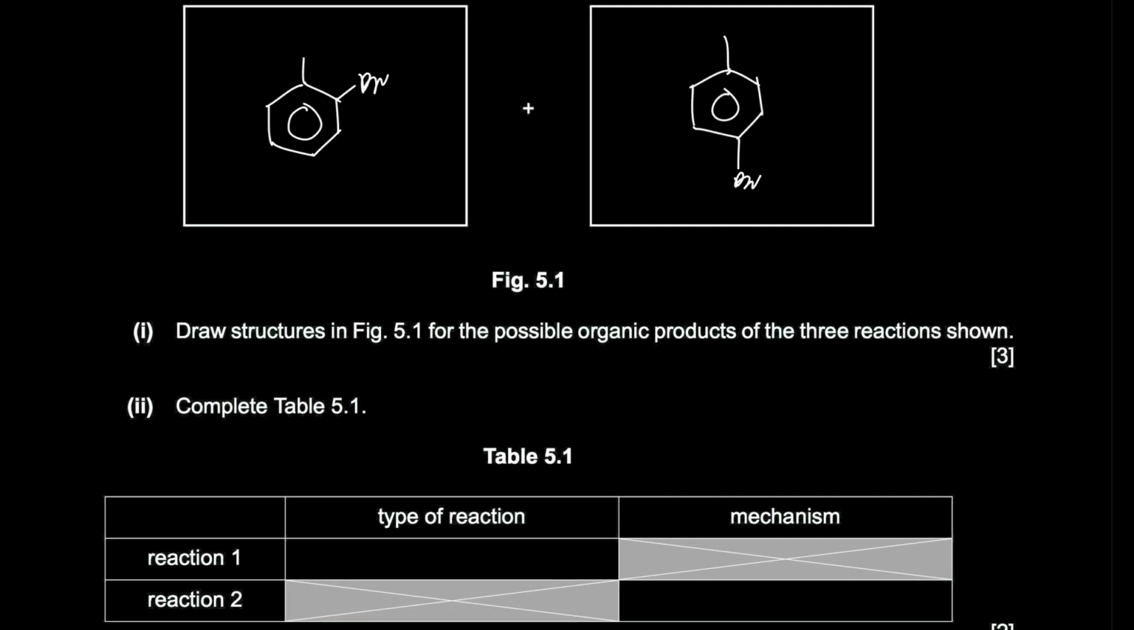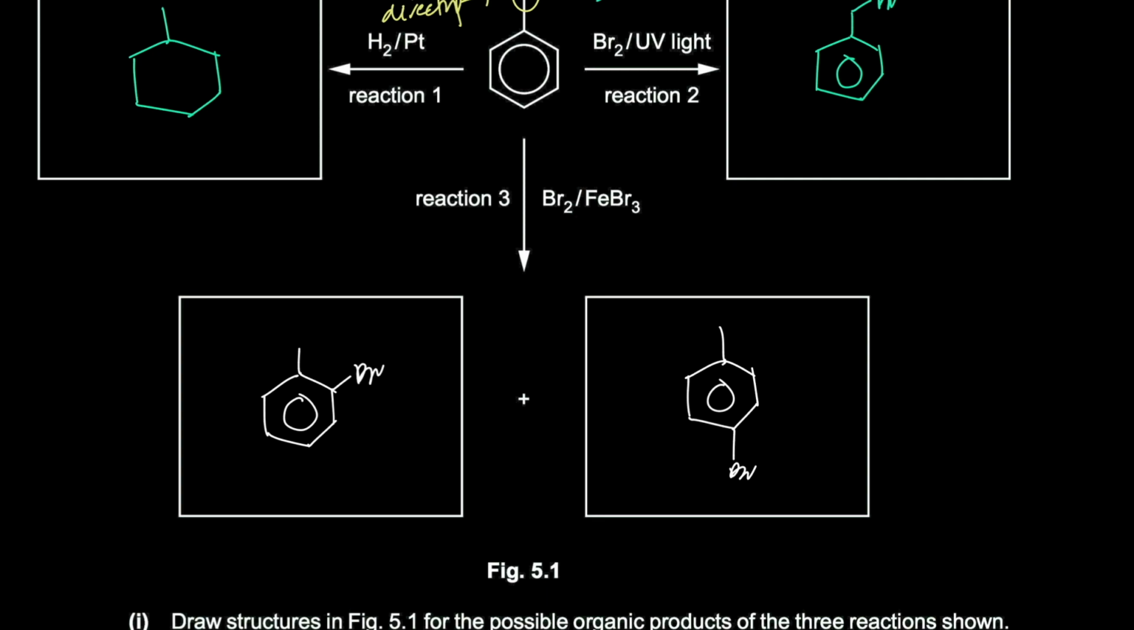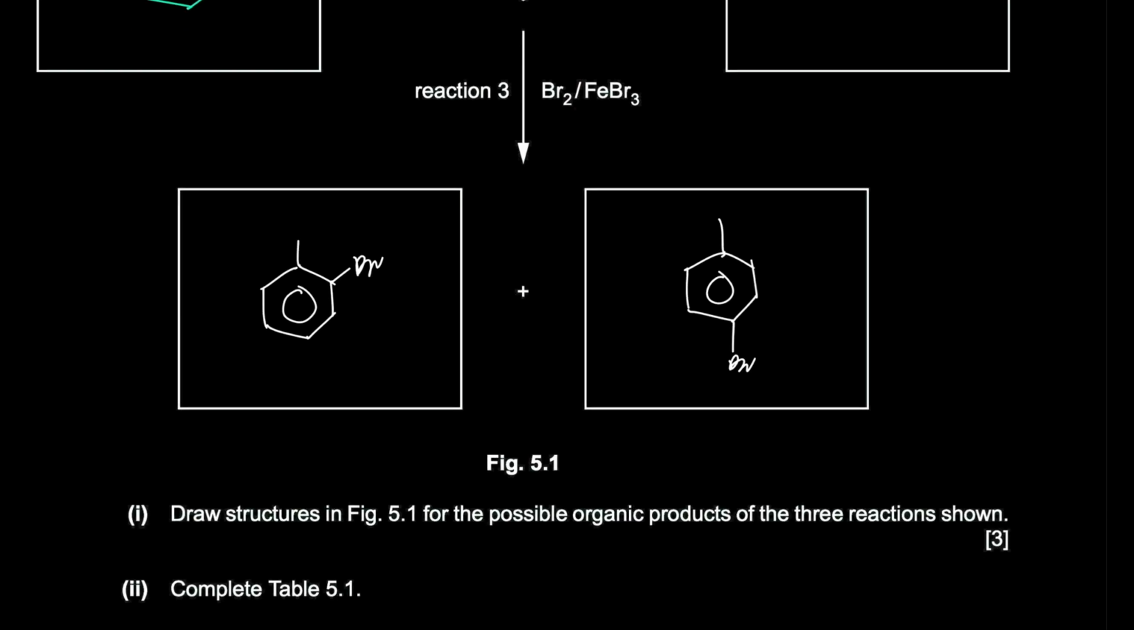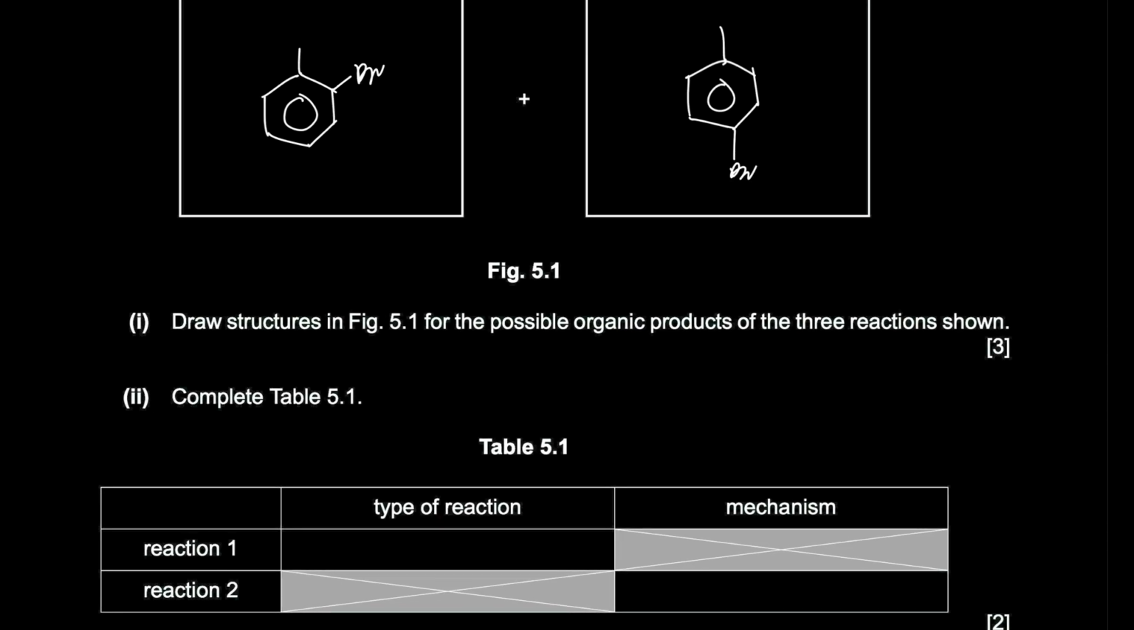Complete table 5.1. What's the type of reaction for reaction 1? Reaction 1 is a reduction reaction, also referred to as hydrogenation. And then the mechanism for reaction 2 is free radical substitution.